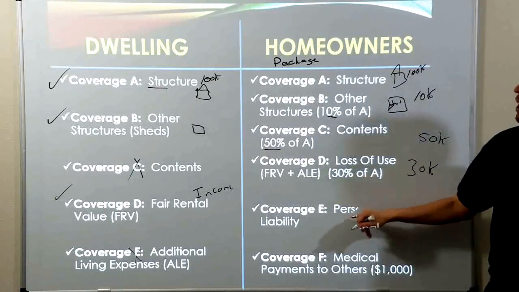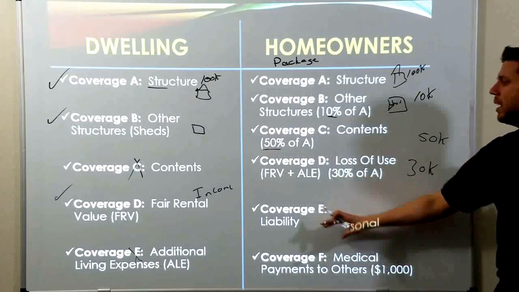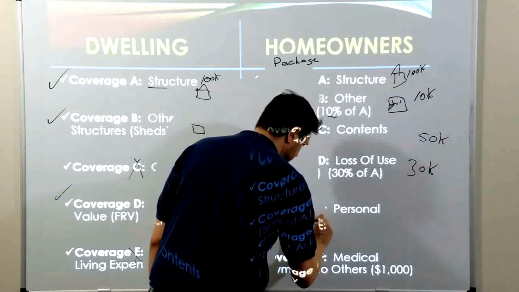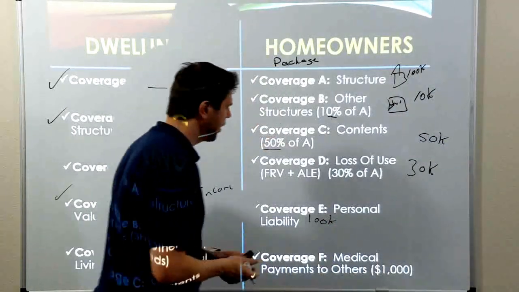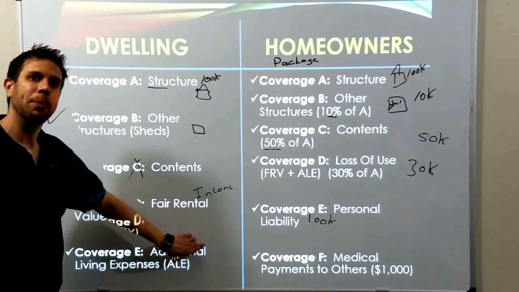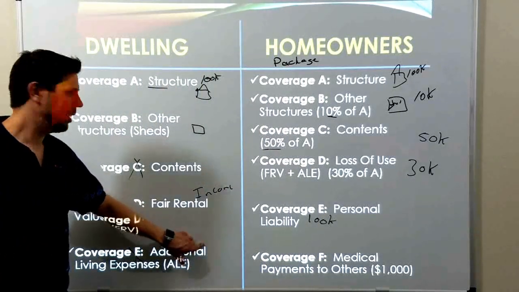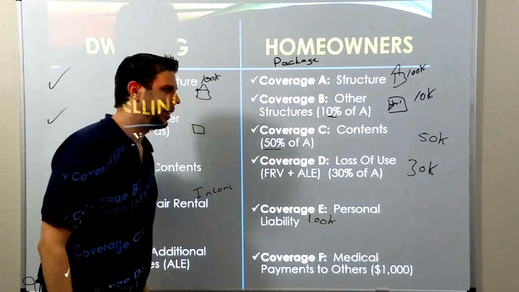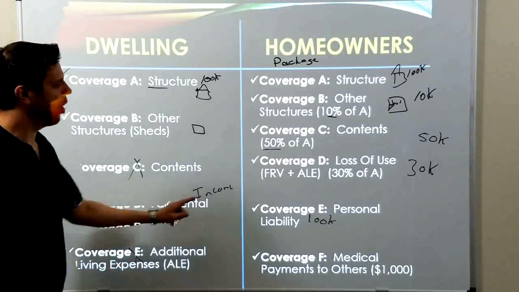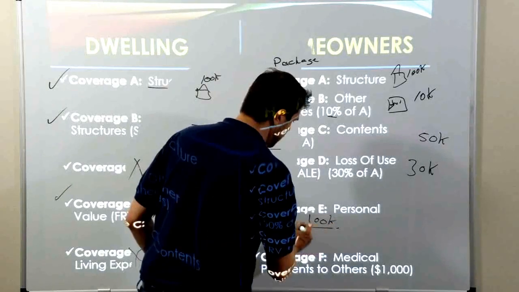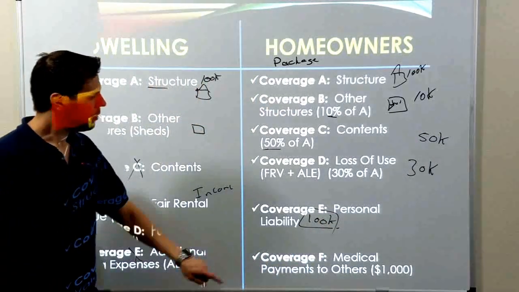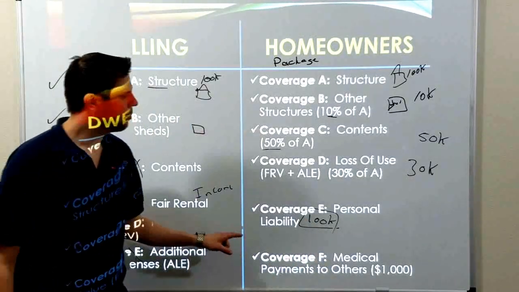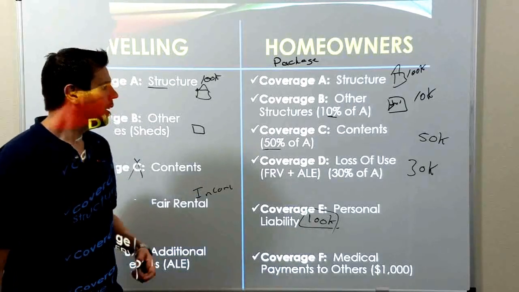Coverage E is personal liability. Coverage E protects me if somebody gets hurt. That's a minimum of $100,000 under homeowners. Dwelling policies do not have liability. You have to endorse it on. You have to pay extra. You have to endorse it up on dwelling. But homeowners gives you an automatic $100,000. Coverage F under homeowners is $1,000. Coverage F was medical payments to others.